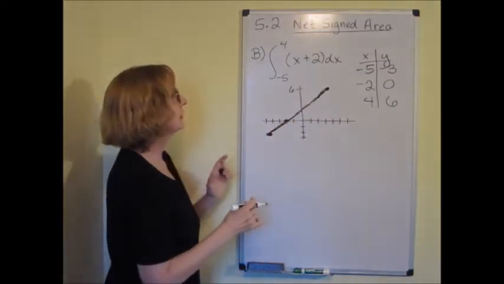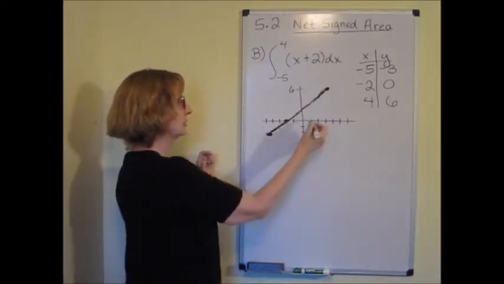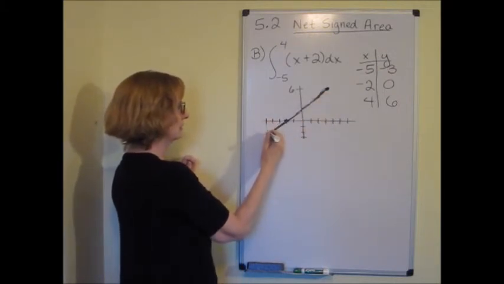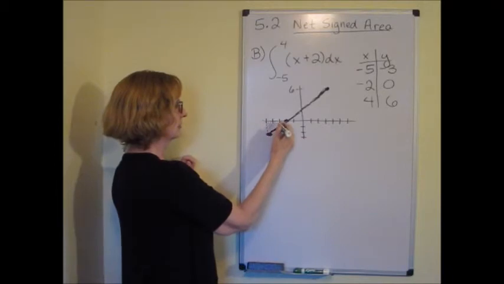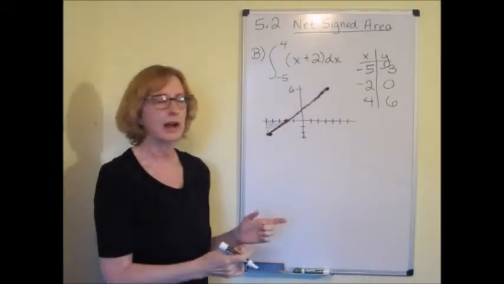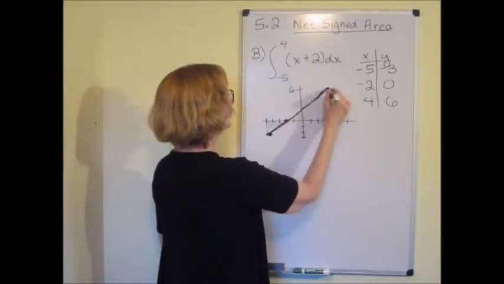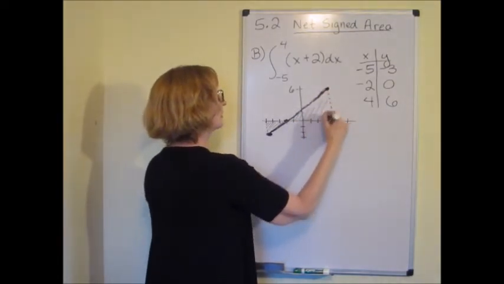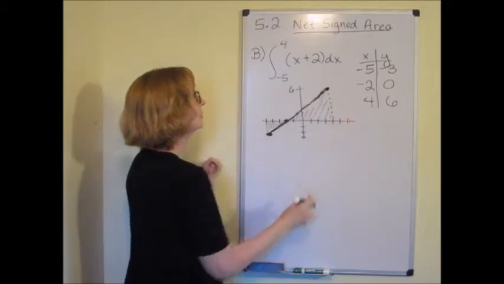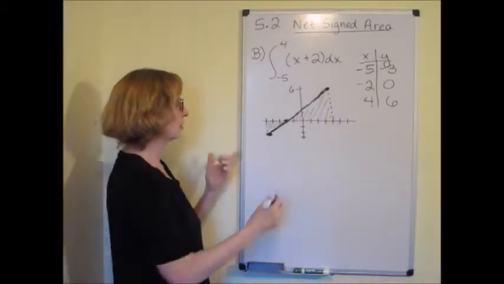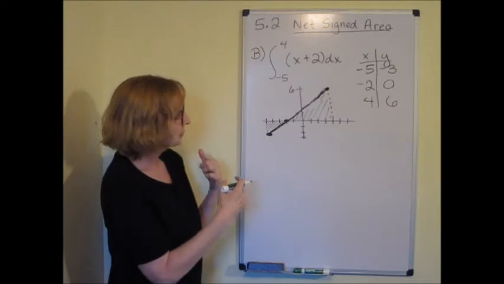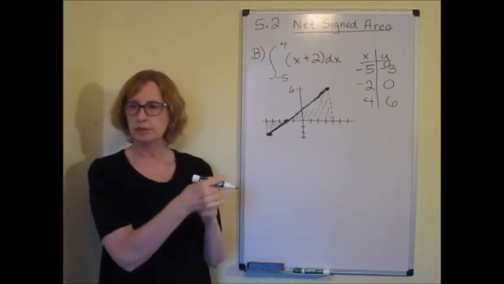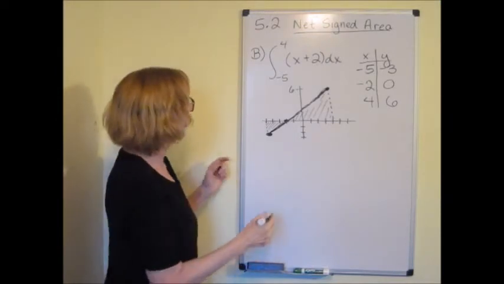And remember, these areas are between our graph and the x-axis. So here's one, a little triangle here, that's underneath the x-axis. And over on this one, I've got another triangle that is above the x-axis. So to find the net signed area here, what we're going to do is find the area above and then subtract the area below. They're both triangles.